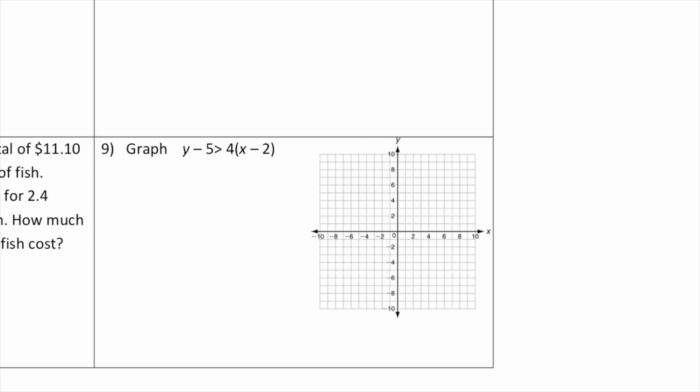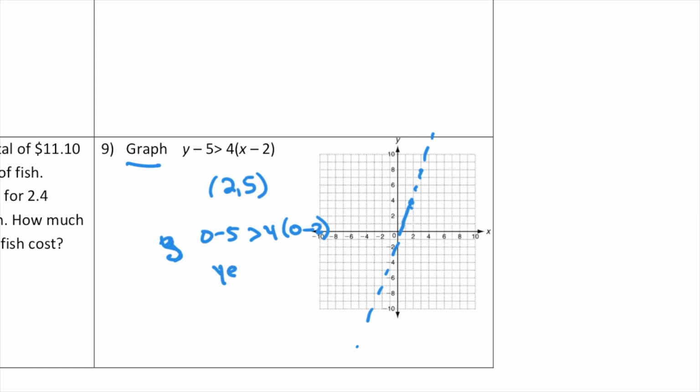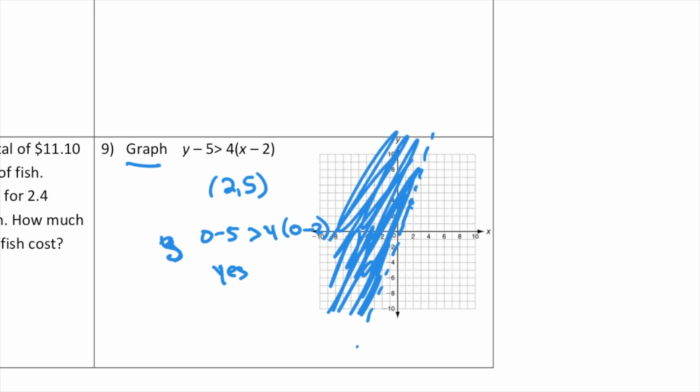Complete the problems on this page. As a reminder, let's graph y minus 5 greater than 4 times x minus 2. The point in the point slope form that you should see is 2, 4. Your slope goes up 4 and over 1. The line is dashed because there is no equal sign. Choose a number or point. I'm going to choose 0, 0. Is 0 minus 5 greater than 4 times 0 minus 2? Answer to that is yes. In which case, we're going to shade the region on the same side as 0, 0.